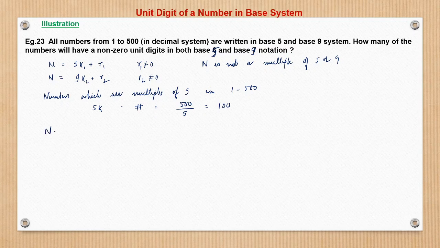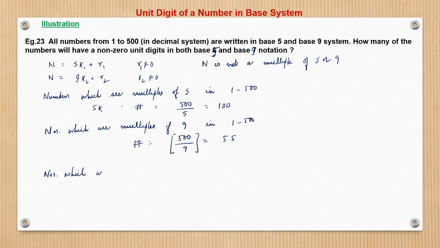Then numbers which are multiples of 9 in 1 to 500, that will be given by 500 by 9. We take the integer function to get an integer answer. So here 9 5s are 45 and 9 5s again 45, so 55 point something. So the number would be 55, right? And there would be some multiples which will be both multiples of 5 and 9.